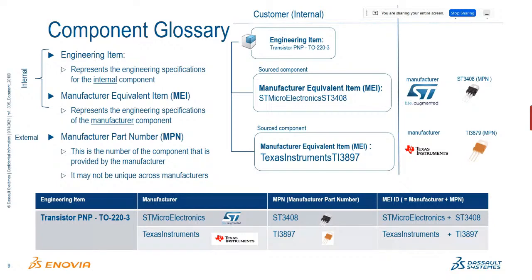But the way we define the manufacturer equivalent item, or the MEI, is a combination of the manufacturer and its MPN. So what you see in the lower table here, is that what is an engineering item internally can be, let's say, translated or compatible with two different manufacturers, while each one of them has their own MPN. And the MEI is a combination of the manufacturer and the MPN. So that will give the uniqueness of this number internally, the way we define it for us in the company.